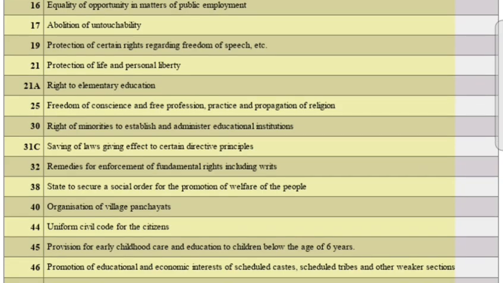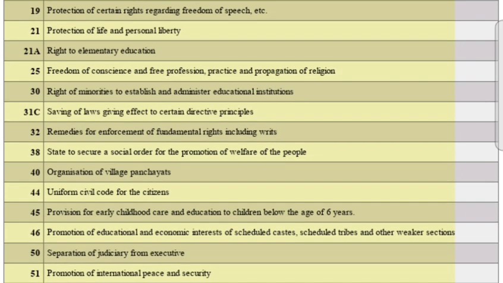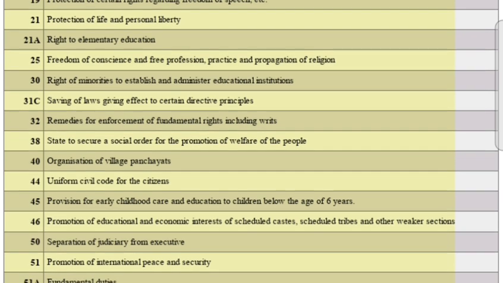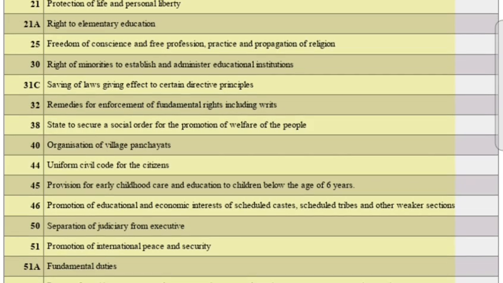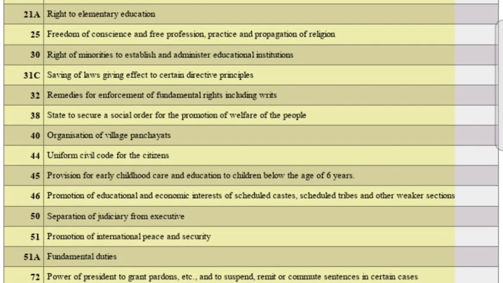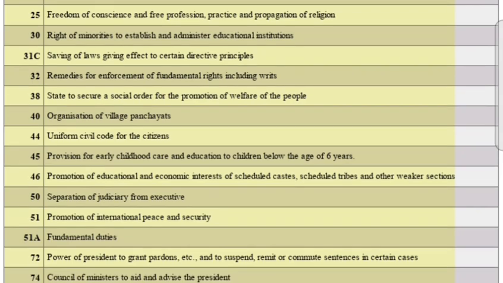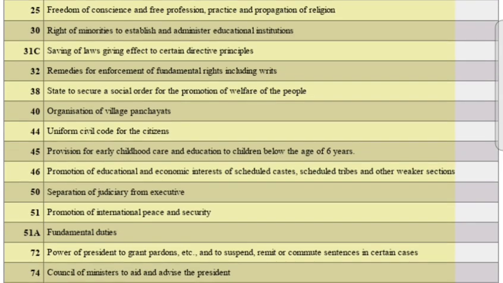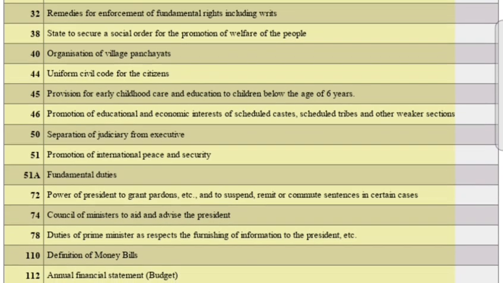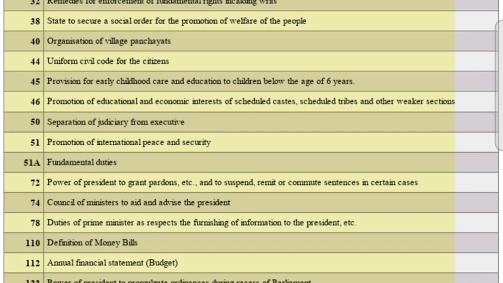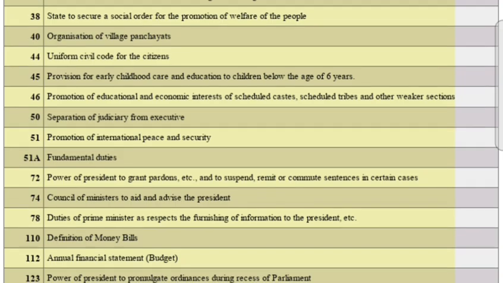21A, Right to elementary education. 25, Freedom of conscience and free profession, practice and propagation of religion. 30, Right of minorities to establish and administer educational institutions. 31C, Saving of laws giving effect to certain directive principles. 32, Remedies for enforcement of fundamental rights including writs. 38, State to secure a social order for the promotion of welfare of the people. 40, Organization of village panchayats. 44, Uniform Civil Code for the citizens.